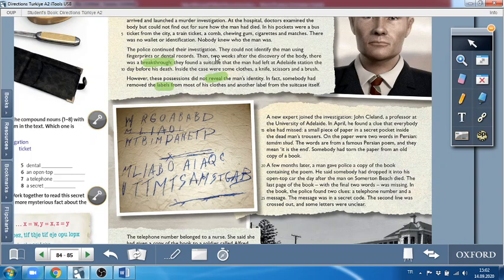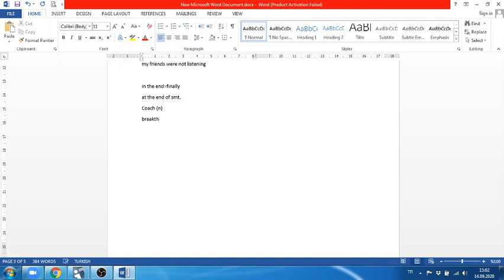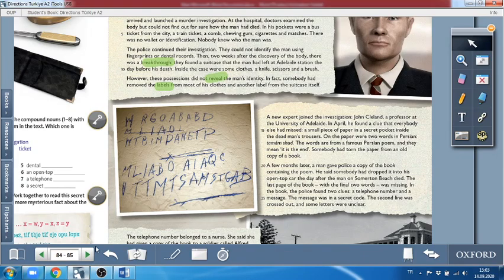So, breakthrough. Then 2 weeks after the discovery of the body, there was a breakthrough, an important moment, a milestone. Let's read them. Dönüm noktası, a breakthrough. And reveal, it's a verb. Here it says, these possessions did not reveal the man's identity. Did not give enough information about the identity. And label. It's a noun. Label. Yellow label. Lipton yellow label. Label. Tag. Etiket. In fact, somebody had removed, sökmüş etiketleri.